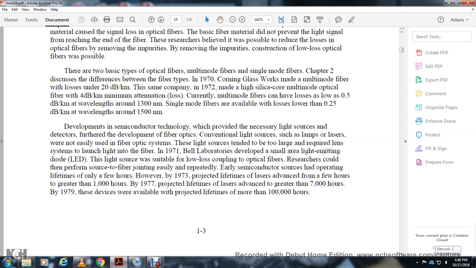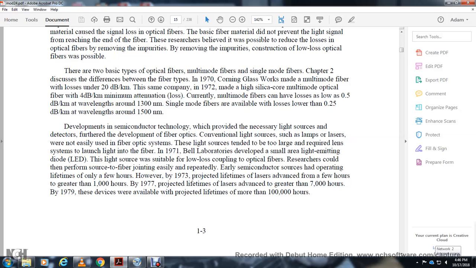The development of semiconductor technology provided the necessary light sources for the further development of fiber optics. Earlier light sources such as lamps and lasers were not easily used. They tended to be larger and required lens systems to focus the light into the fiber. In 1971, Bell Laboratories developed a small-area light emitting diode.